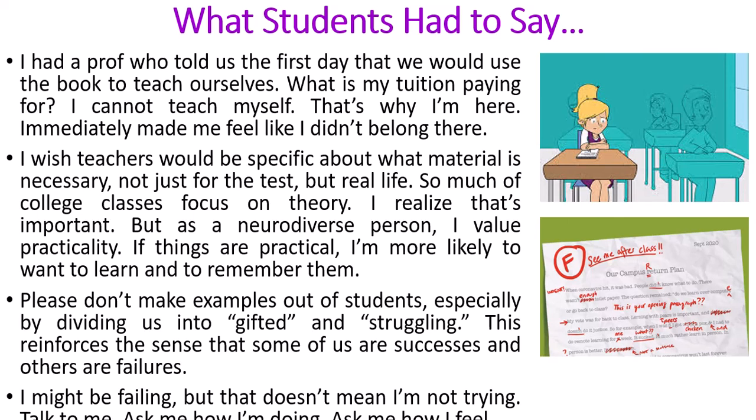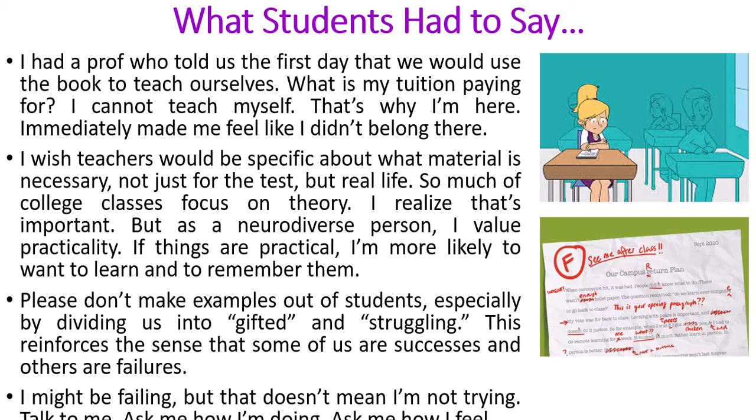I might be failing, but that doesn't mean I'm not trying. Talk to me, ask me how I'm doing, ask me how I feel. Having those conversations can be difficult, and if a student isn't trying, maybe there's a reason for that too. But when they are trying, just talking to them and seeing how you can support them, or even how they're feeling and if they're going to persist, or maybe even if they're going to try again next term with you or with somebody else. Having that open communication really can make a difference.